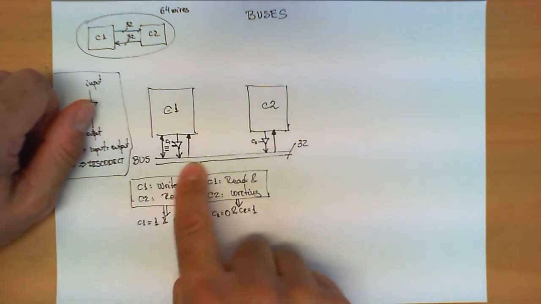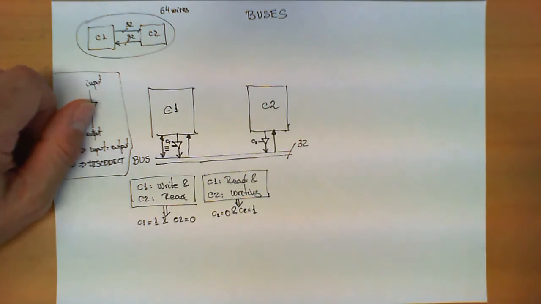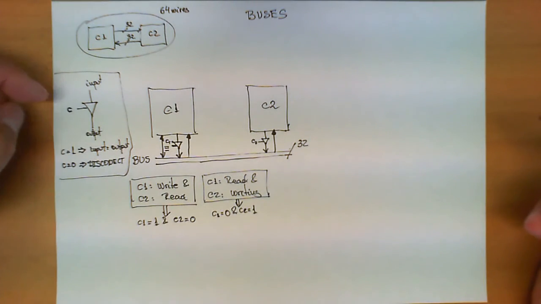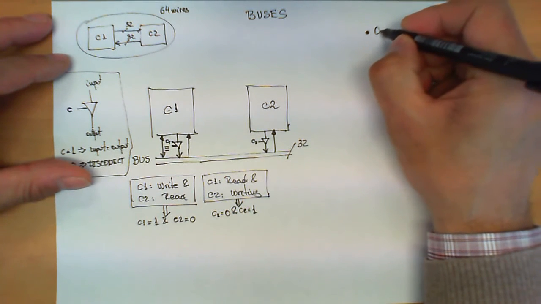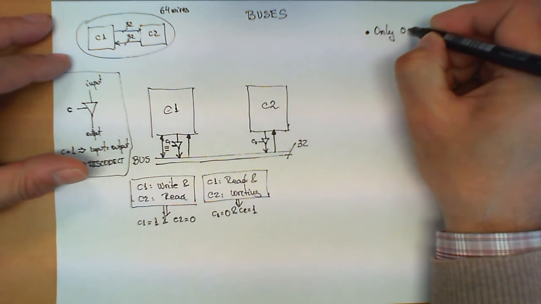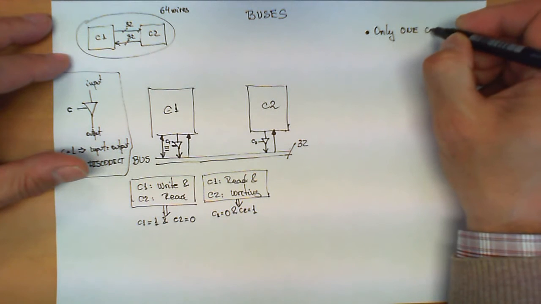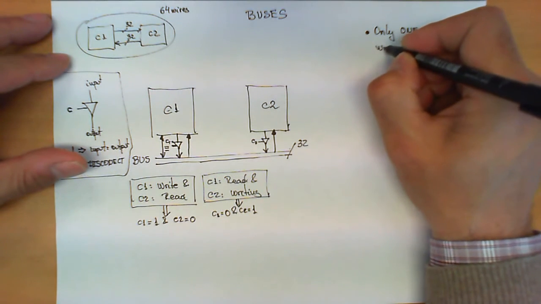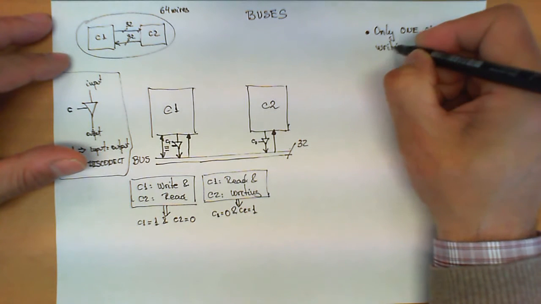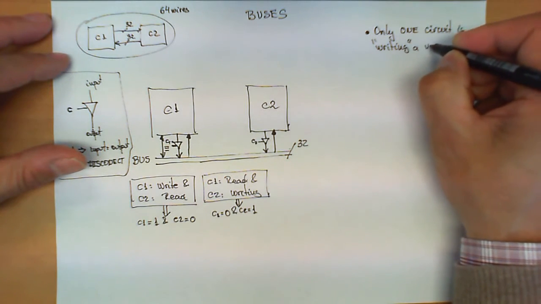However, there is a very important property that we haven't mentioned that is fundamental for buses to work. Only one circuit is writing a value in the bus.